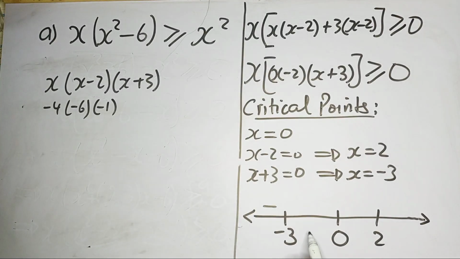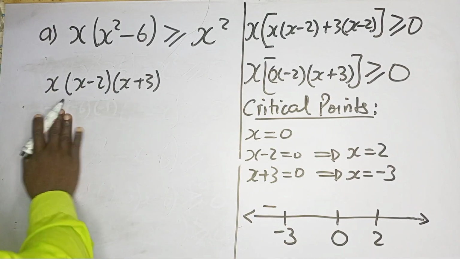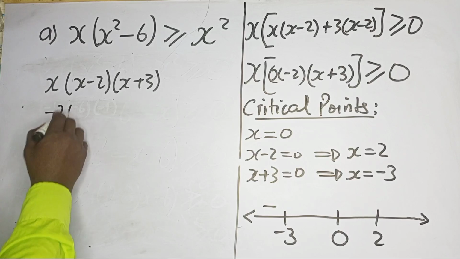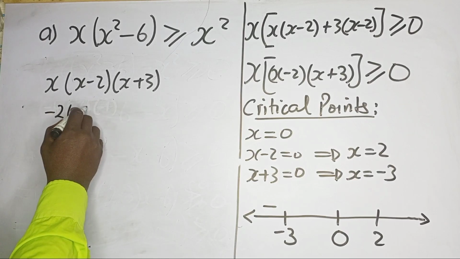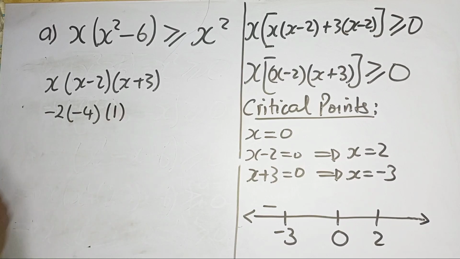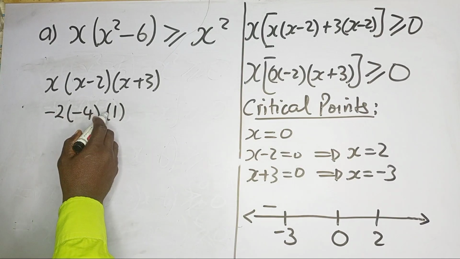Let's take a value in this zone. A good value in this zone could be -2. -2 is found between -3 and 0. All right, so we'll carry out the same analysis. So in the place of x, we'll put -2. So we're going to have -2 into -2 minus 2 is -4. -2 plus 3 is +1. We're interested only in the signs. Negative multiplied to negative, positive multiplied to positive, positive.